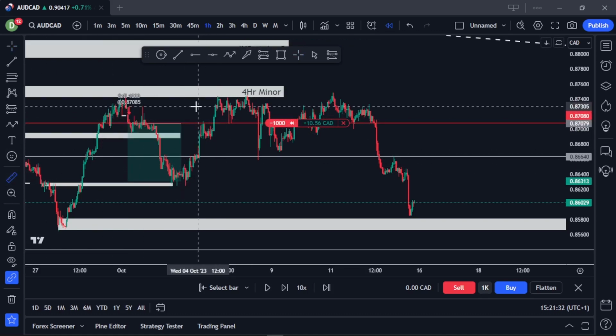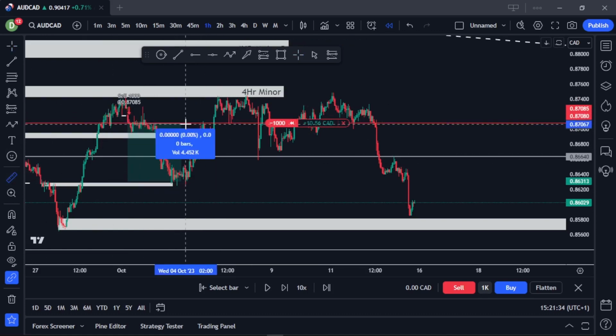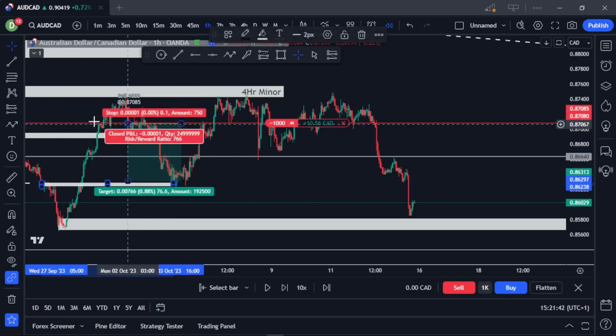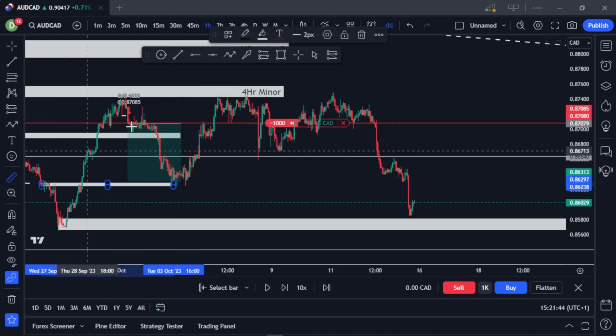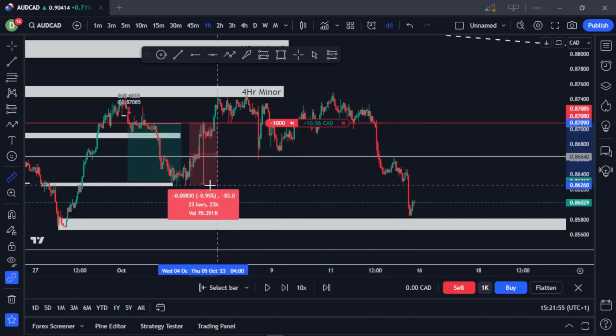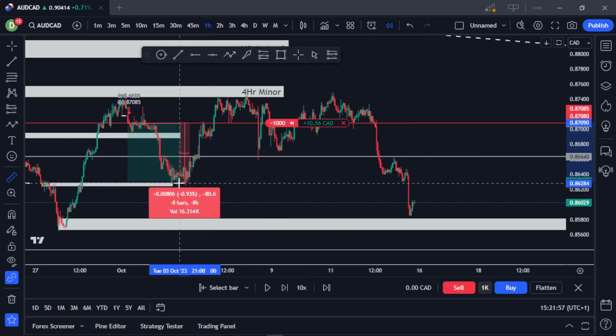Let me get a ruler. How many days did it take us to get the 84 pips? It took us 9 hours. So it's within 1 day, 9 hours to get this take profit. And then let me see how many days it took to get to this downside. Over here is 12 days. I'm not even going to hold a trade for 12 days. I can try it. But at least we got our take profit here.